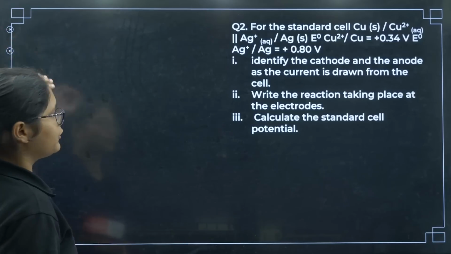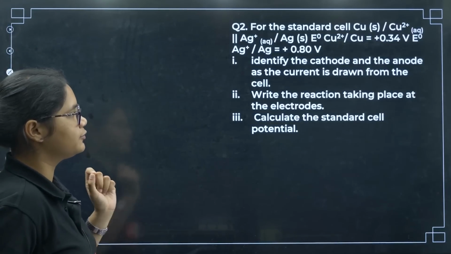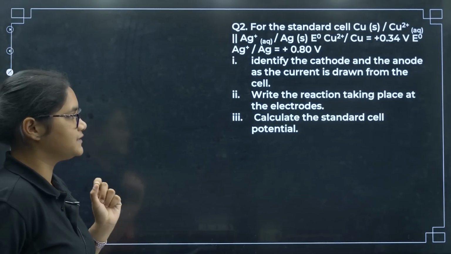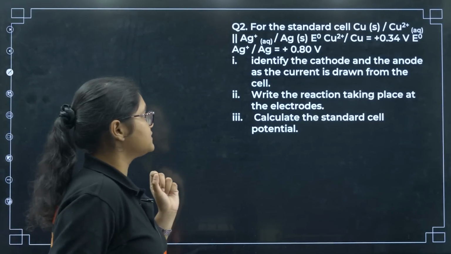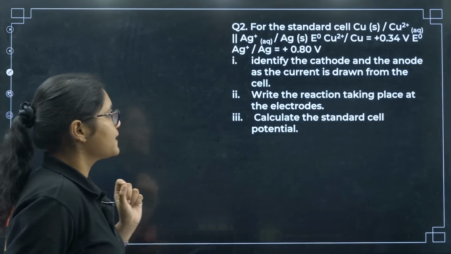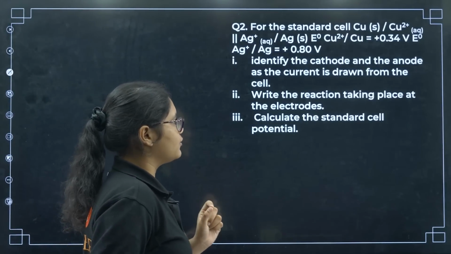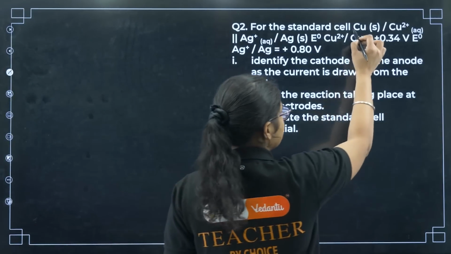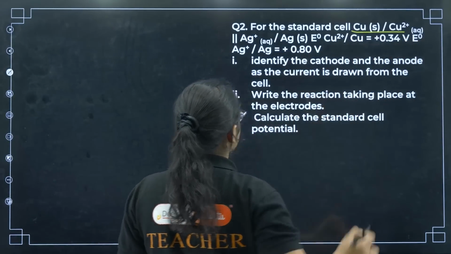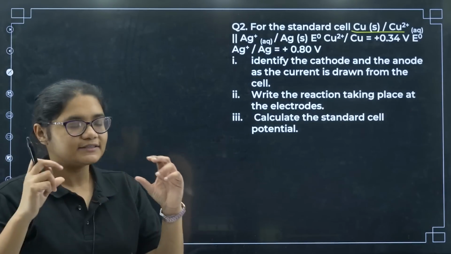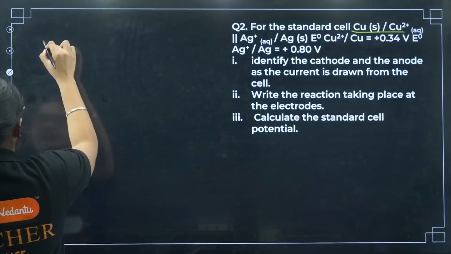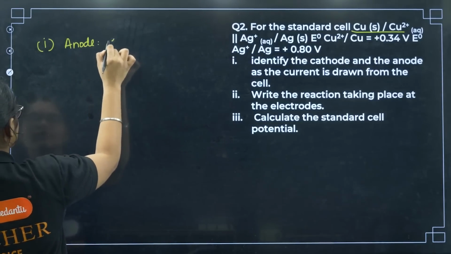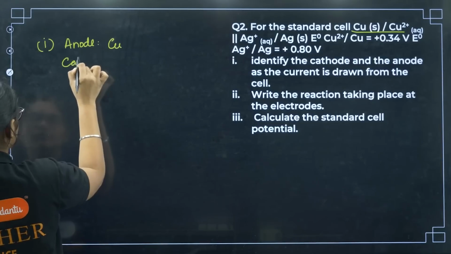Next, question number 2. For the standard cell Cu to Cu2 plus and Ag plus to Ag, E naught of copper is given as 0.34, E naught of silver is given as 0.8 volt. Identify the cathode and the anode as the current is drawn from the cell. You can see here the left side part is always the anode and the right side part is always the cathode in a cell notation. So anode is copper and cathode is silver.